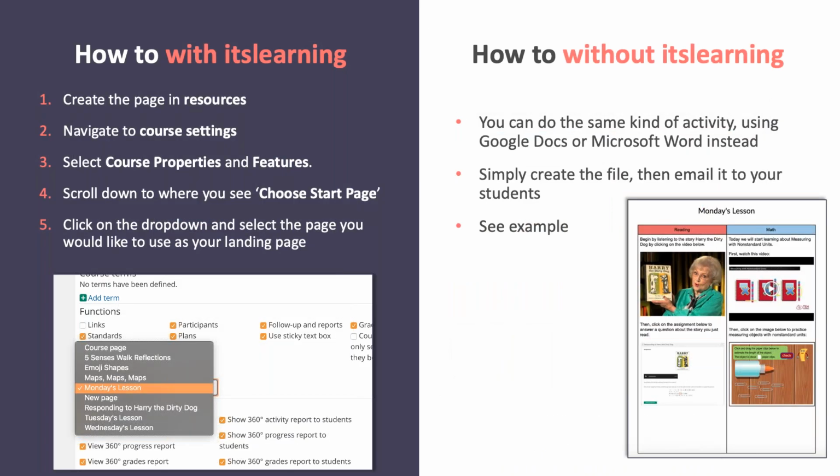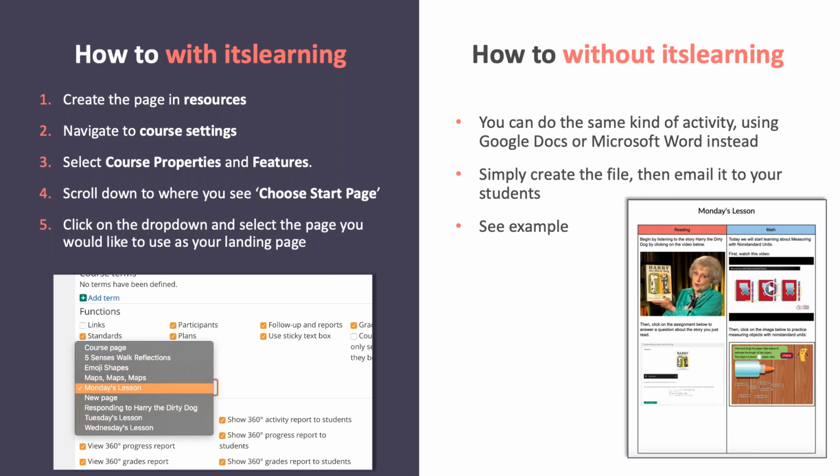So how do you create a landing page? Well, if you use It's Learning, you can create a landing page by following these simple steps. First, create the page in the Resource tab in your course. Then, navigate to your course settings and select Course Properties and Features. Scroll down to where you see Choose Start Page and click on the drop-down. Select the page you would like to use as your landing page and click Save.